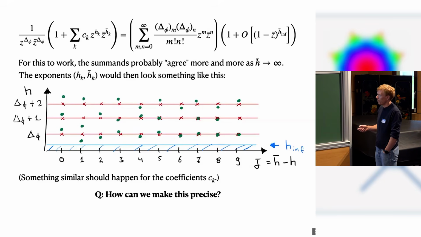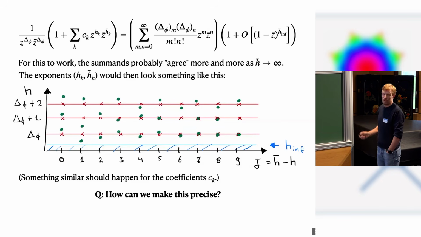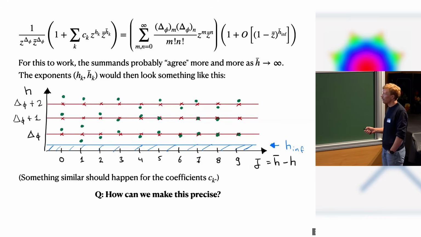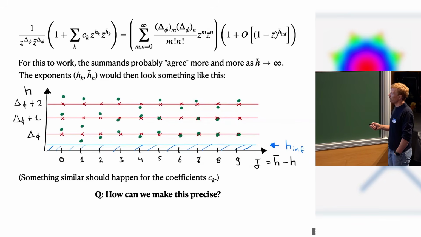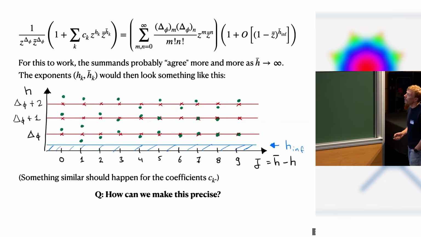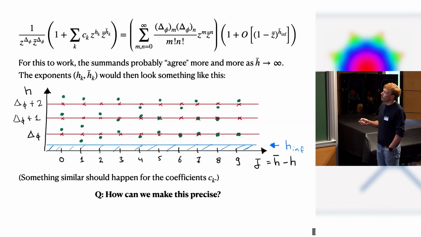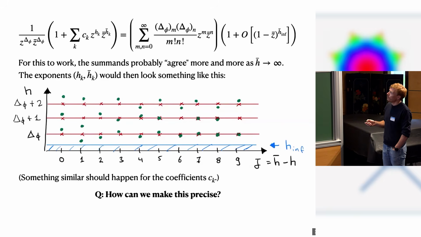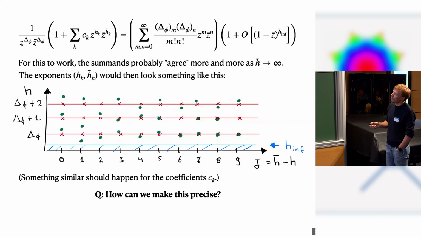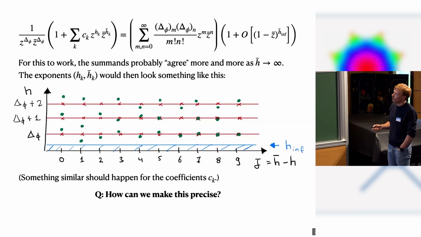So on the horizontal axis, I wanted to plot h bar. But h bar minus h is an integer, so it's usually nicer to plot just the integer. So large h bar is here going to the right. H is here vertically, sorry. And then you see these exponents that sit here up to this factor delta phi and z to the delta phi, z bar to the delta phi. So the values of h are delta phi plus 1, delta phi plus 2, and then all the integer j's. So that's what you see here.